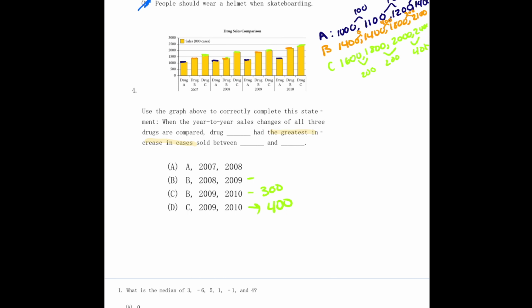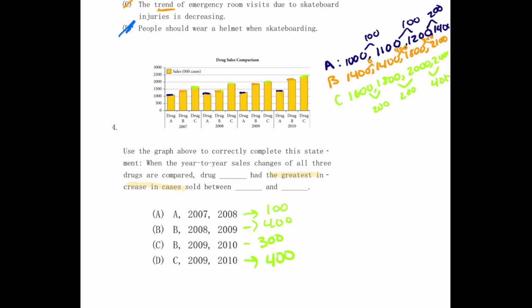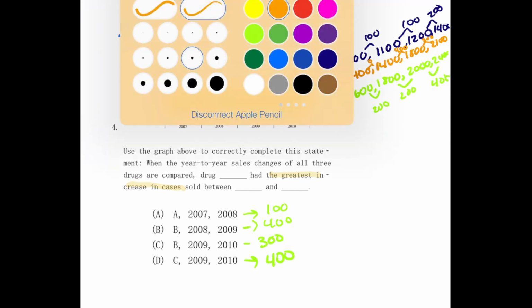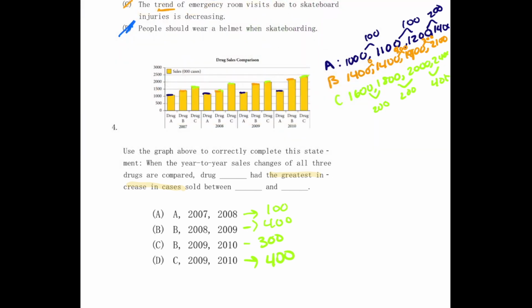So I kind of know that it's either B or D. So I'm going to go back and look at C between 2009 to 2010. And when I compare it, it is definitely 400. But then if I go back and look at B between 2008 and 2009, I see that it's actually 500, because in 2009, it's not 1800, it's actually 1900. So that helps me to figure out, oh, I made an error in reading this table, but now I have figured it out, and the answer is then B.